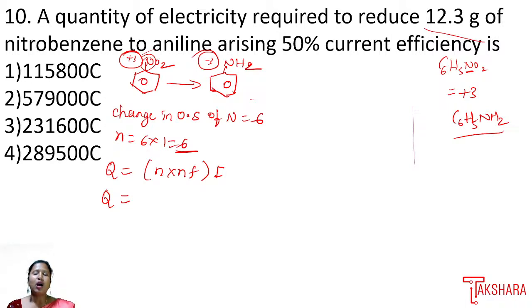Okay, then after finding the oxidation numbers, you will get the change in oxidation number of nitrogen, which is equal to 6. That means the difference between the oxidation number of the reactant and the product. So n factor is equal to 6, and we know the formula for 50% current efficiency: Q is equal to n into n factor into F.